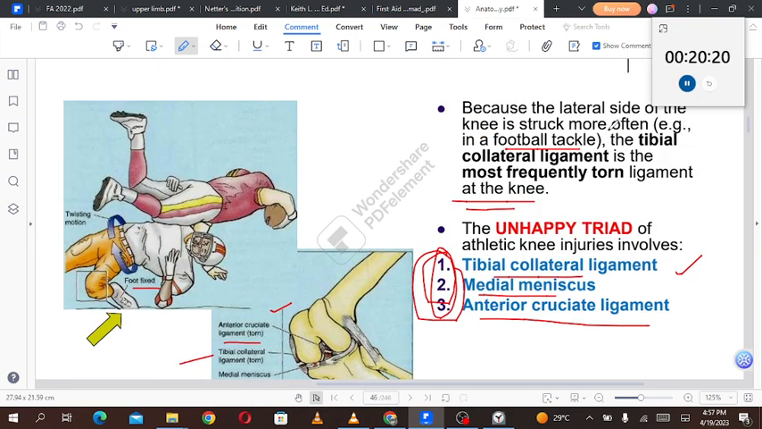Because the lateral side of the knee is struck more often, for example in the football tackle, the tibial collateral ligament that is present on the medial side is most frequently torn.